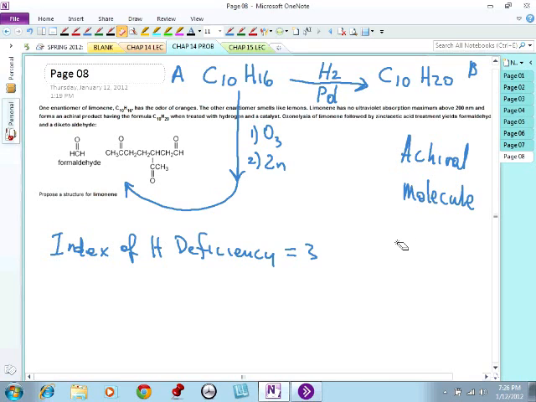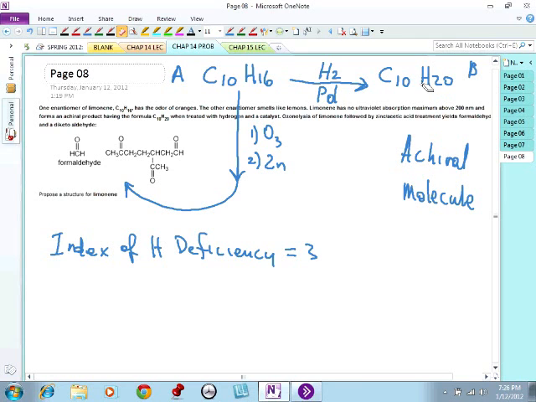It might be 2 double bonds, a ring, or a triple bond. Excellent, great. Okay, so we know that we have all kinds of combinations here. Now, this reaction here, hydrogenation, gives you compound B, C10H20. Now, what is the index of hydrogen deficiency of compound B? 1.